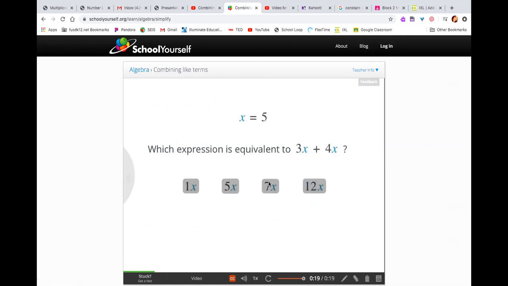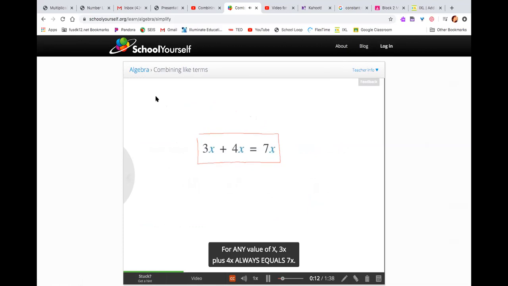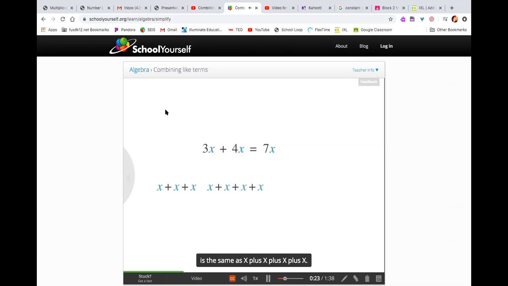Okay, so we said number 7. Right. 3x plus 4x equals 7x. And not only is this true when x equals 5, for any value of x, 3x plus 4x always equals 7x. Let's see if we can figure out why. Well, 3x is the same as x plus x plus x, and 4x is the same as x plus x plus x plus x. Adding them together, we have a total of 7 x's here. So this equals 7 times x. No matter what x equals, 3x plus 4x equals 7x.